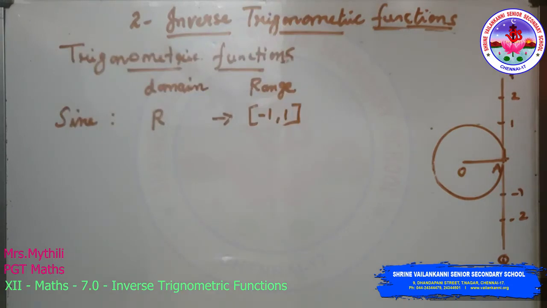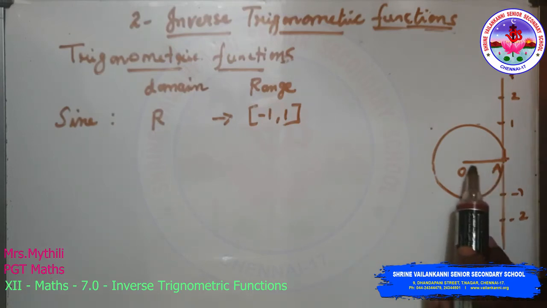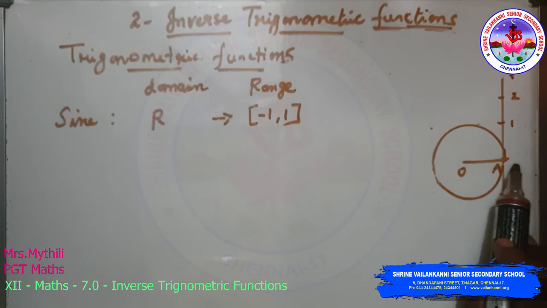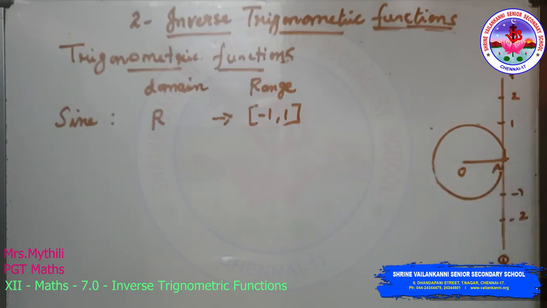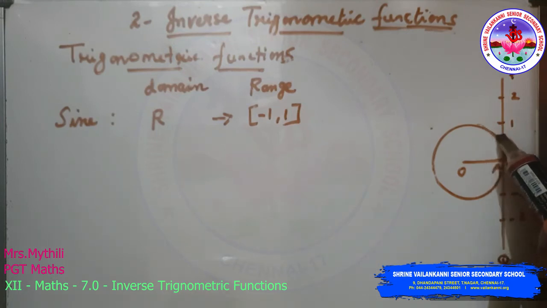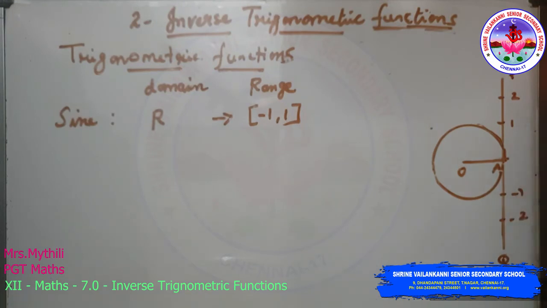Here the domain is the real numbers. What is the relation between the radian and the real numbers? Consider the unit circle with center O. Let A be any point on the circle. Consider OA as the initial side of the angle. The length of the arc of the circle will give the radian measure of the angle which the arc will subtend at the center of the circle.